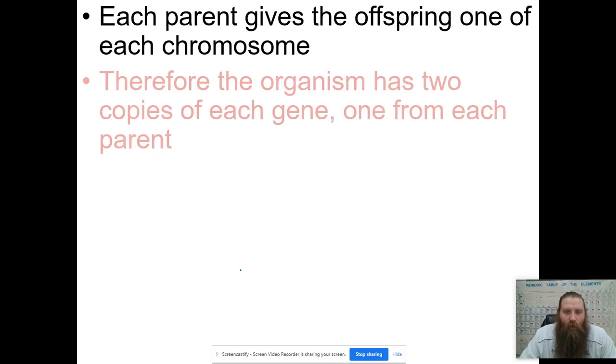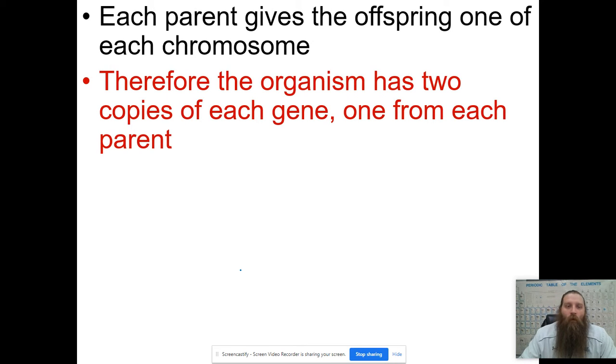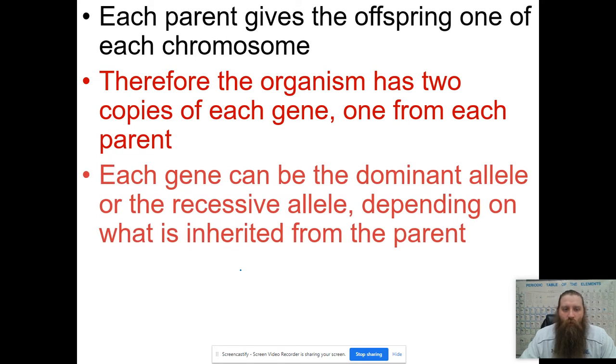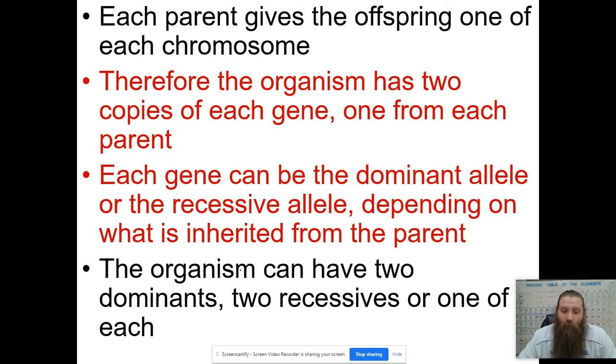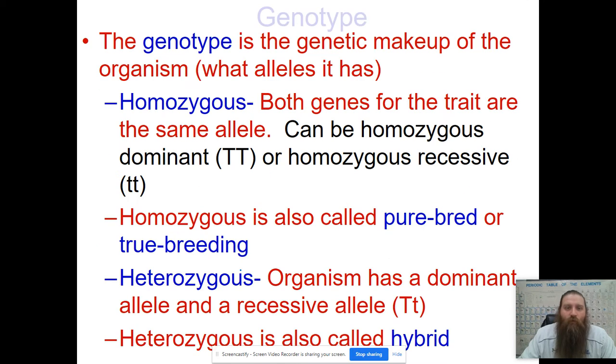Now, just to sum up here, okay? Each parent is going to give the offspring one of each of their chromosomes. That's going to give the organism 2 copies of each gene, one from each parent. The gene can be a dominant or a recessive allele. It just depends on what they got from mom and dad. And the organism can have 2 dominants, 2 recessives, or one of each. This is called the genotype, okay? The genotype is the genetic makeup of an organism. So it's a list of what alleles are present.